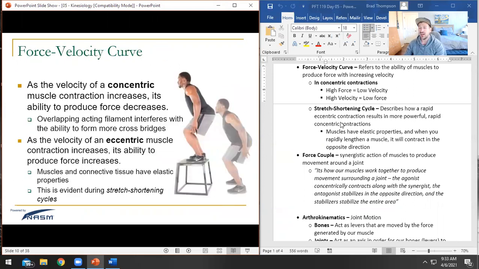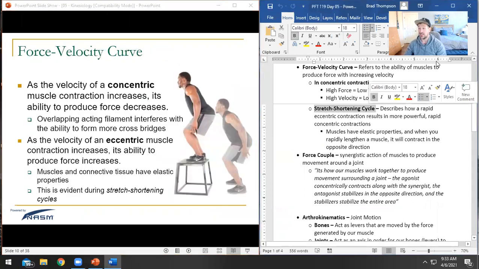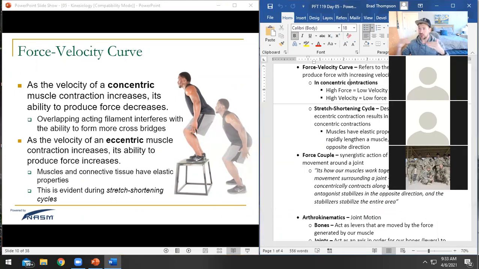That concept is what we call, like I said, a stretch shortening cycle. This describes how we take advantage of our force velocity curves. Again, the force velocity curve says that if a muscle's already concentrically contracted, it's going to have a low ability to produce force, even though it will have high velocity by that point.